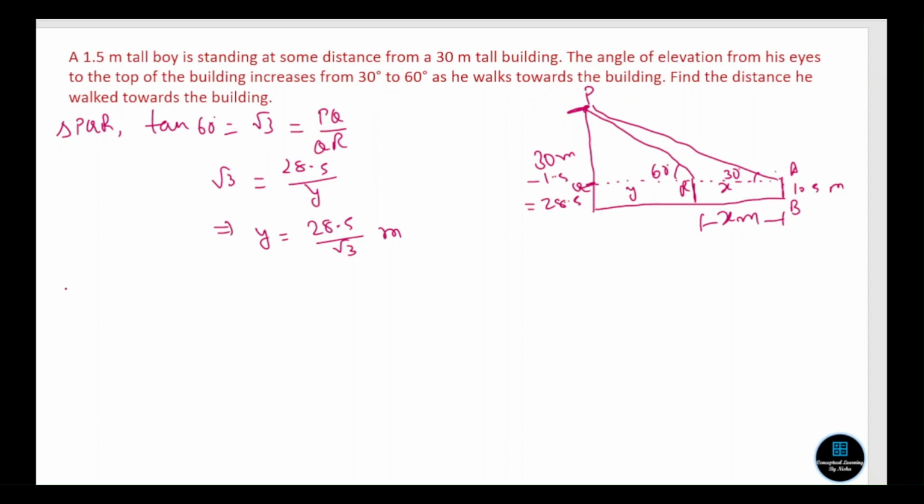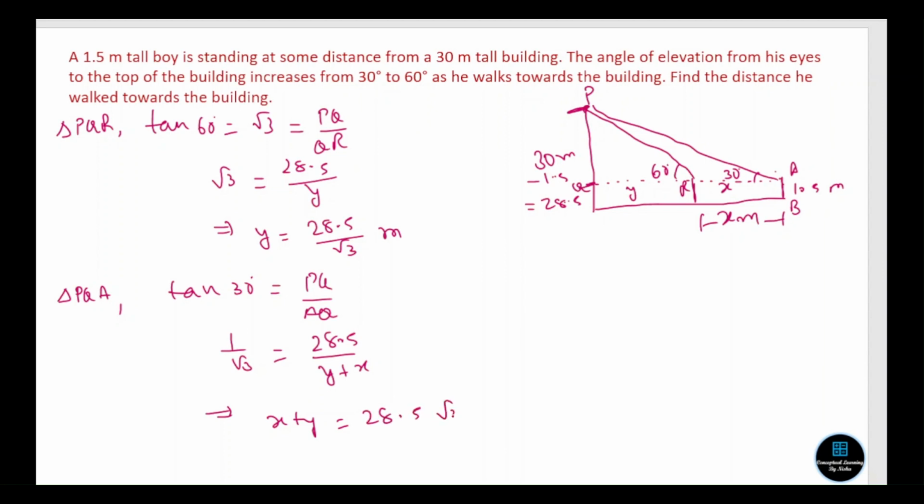Now I'll take the other triangle, triangle PQA. I'll take tan 30 degree, which is equal to PQ upon AQ. Now this is 1 upon root 3. PQ is how much? Correct, 28.5. And how much is AQ? Yes, it is y plus x. Now on simplifying this, what do we get? x plus y equals 28.5 into root 3.